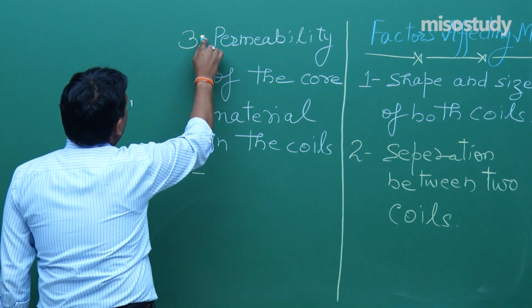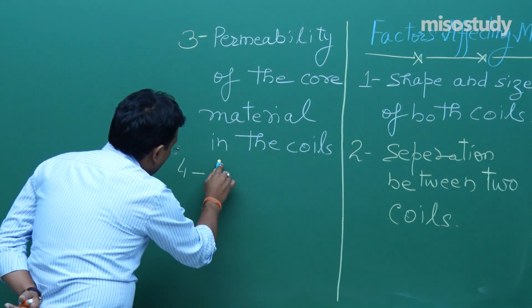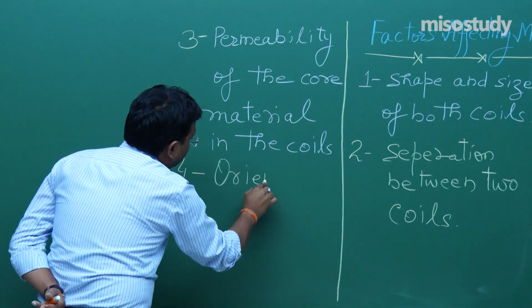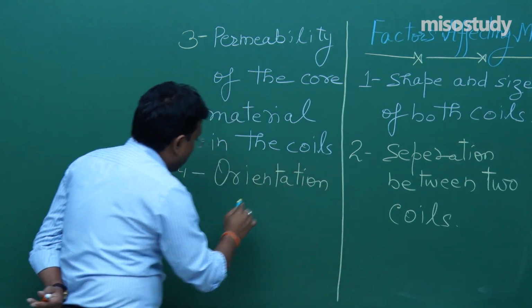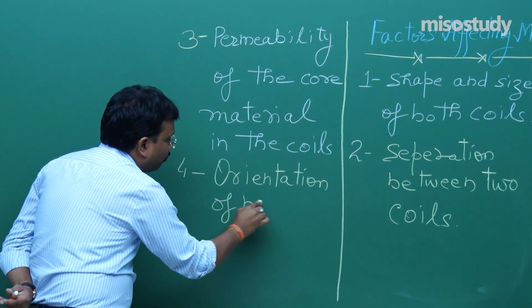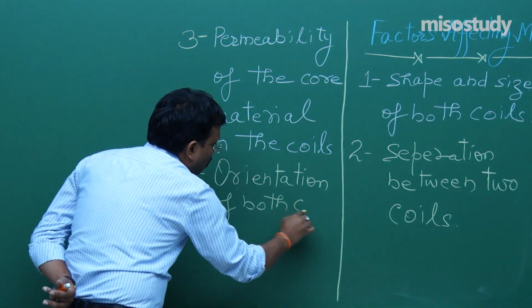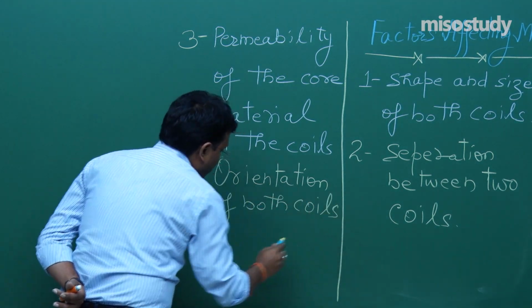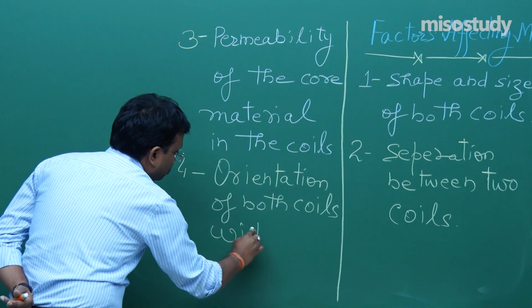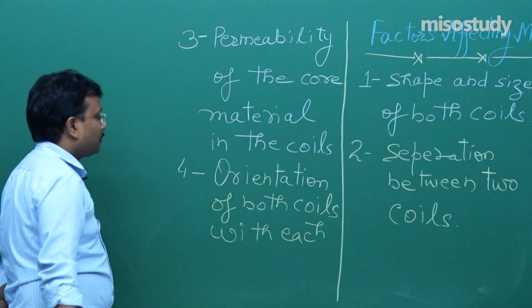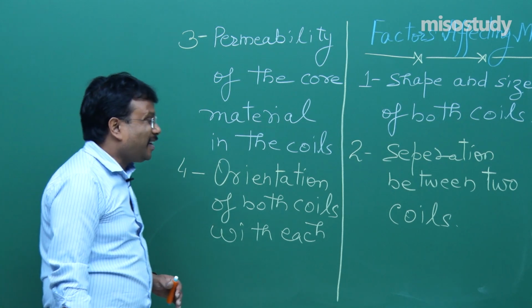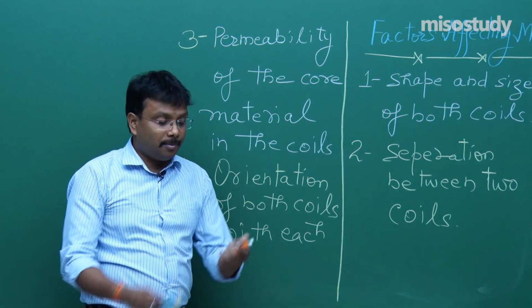Fourth point is orientation of both coils with each other. Means how they are oriented with each other, that is important.